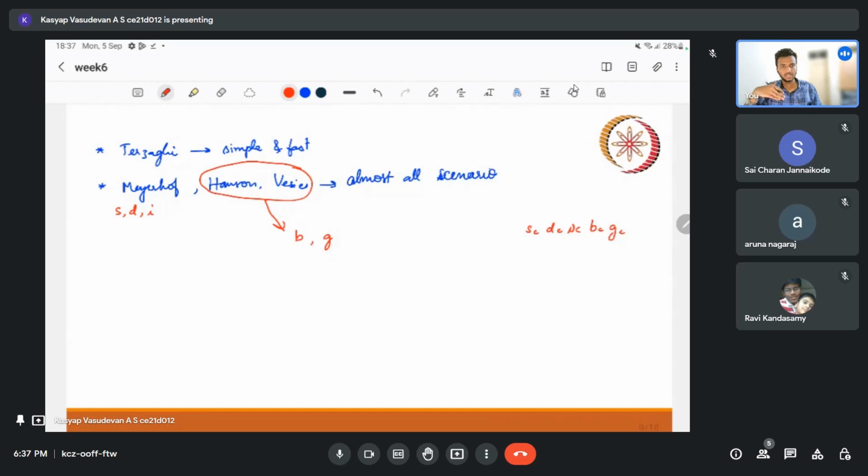Just like that, the second term will be SQ, DQ, IQ, BQ, GQ. So that also can be taken into account using Hansen and Vesic. We have one more thing, which is the IS code, but we know the IS code is the method adopted because of legal issues, and that is very similar to Meyerhof's method. Okay, so having said that, we can move on.